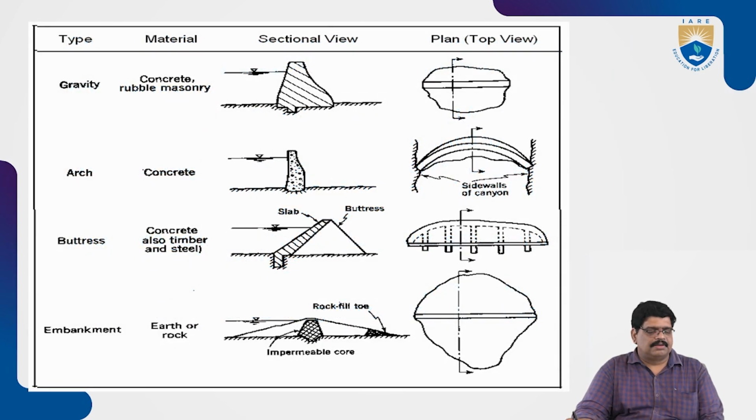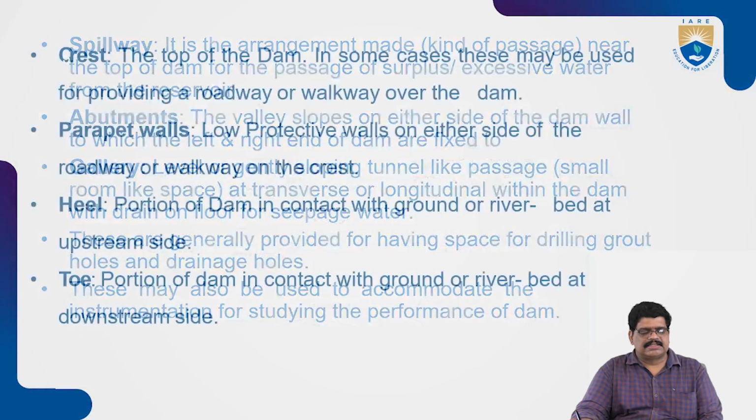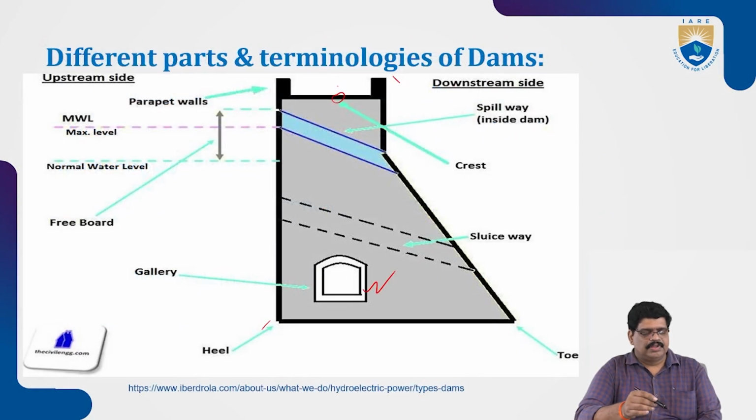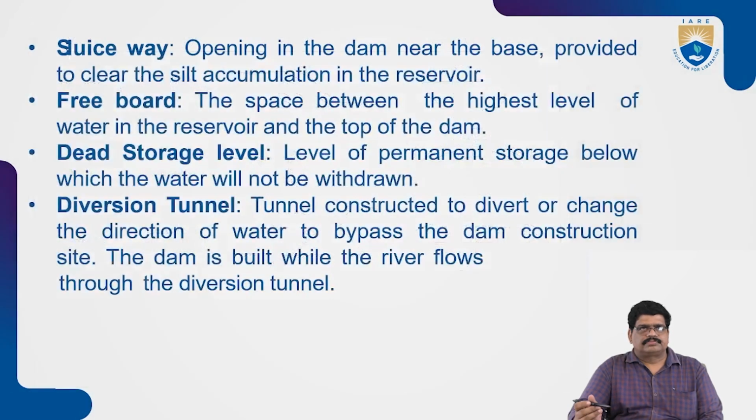Next, there are some types: gravity dam, arch dam, buttress dam, and embankment dam. So let us see the sluice way. What is meant by sluice way? Let us see it in the diagram, you can understand the sluice way. The sluice way is the opening of the dam near the base, provided to clear the silt accumulation in the reservoir. That is the main purpose of providing the sluice way.